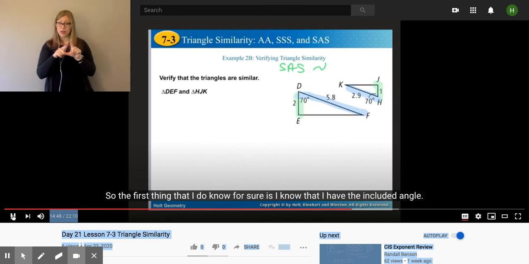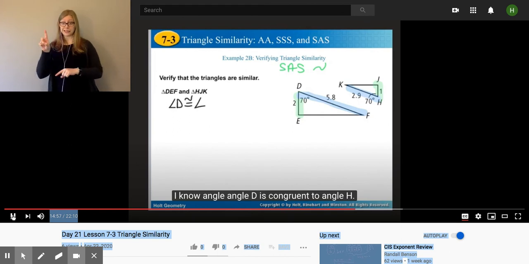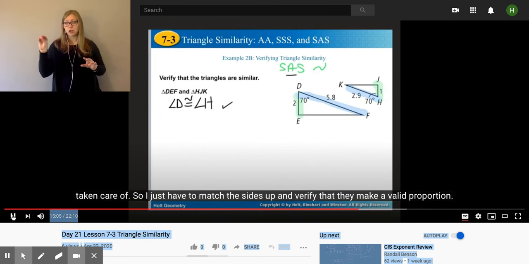So the first thing that I do know for sure is that I have the included angle. I know angle D is congruent to angle H. Why do I know that? Because they tell me they're both 70 degrees. So that is given. So the angle part is taken care of. So I just have to match the sides up and verify that they make a valid proportion.